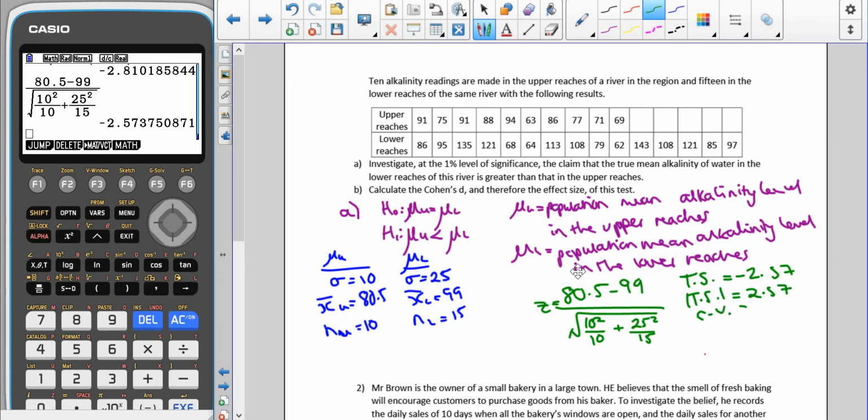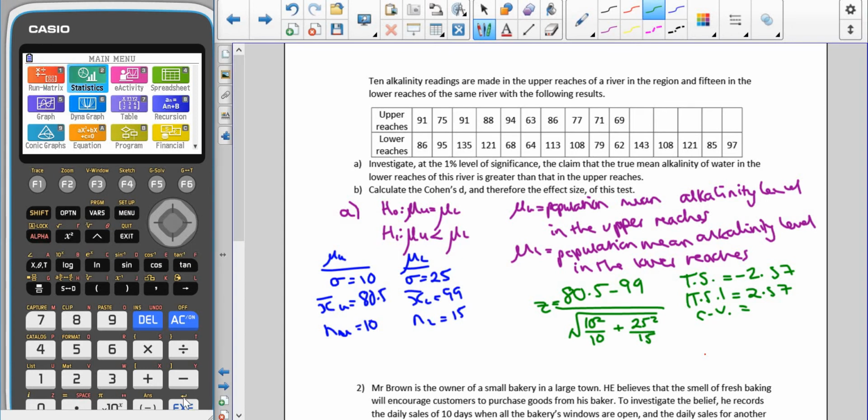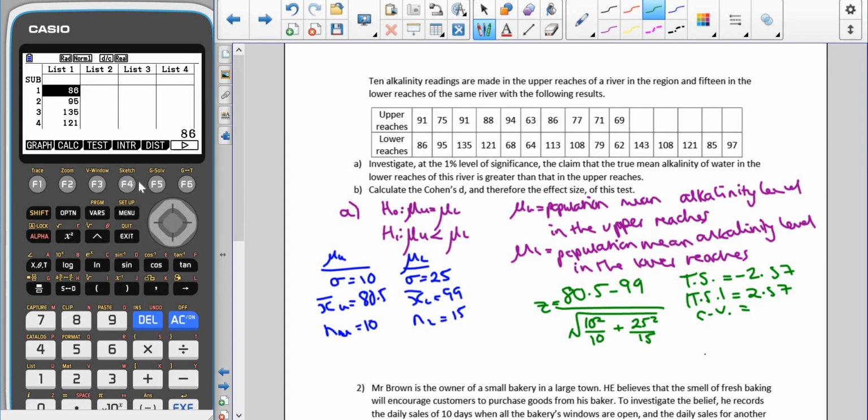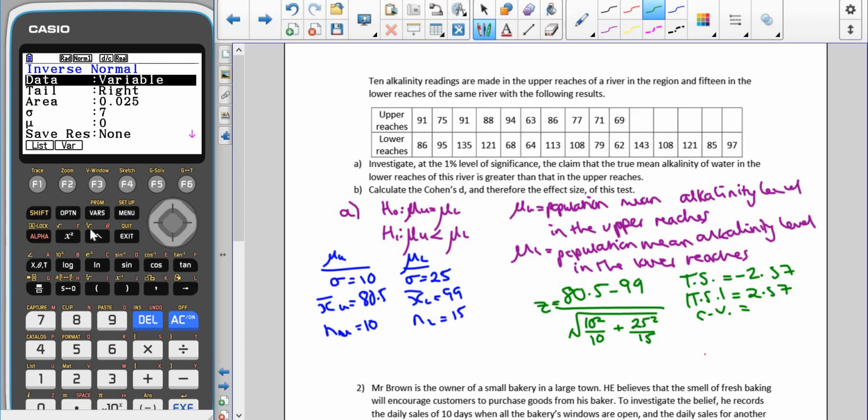Remember, for the critical value, you're going to use inverse normal. So back into the stats part of our calculator, dist, norm, inverse normal. Remember to always have the tail going to the right. Because it's one-tailed, we're going to keep the area the same. Remember, if it was a 2-tailed test, we would halve the area there. And we're using the standard normal distribution. So we're saying the standard deviation is 1 and the mean is 0.